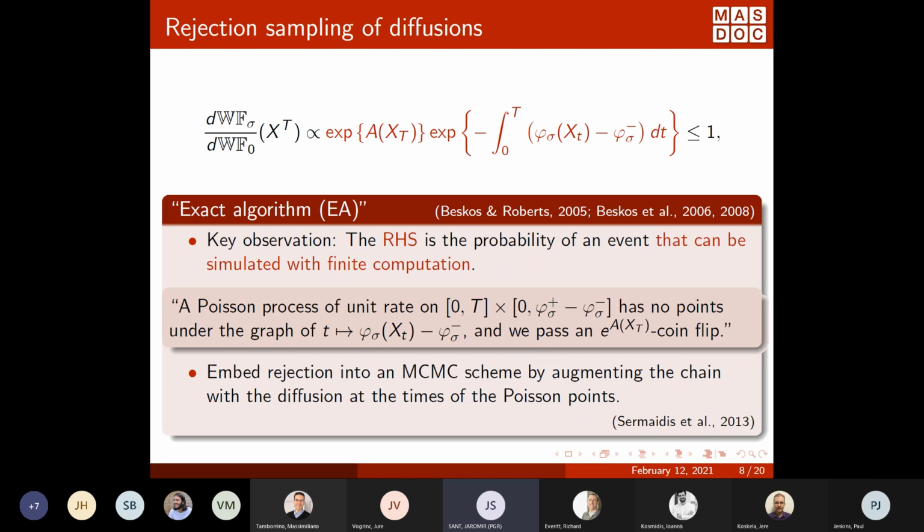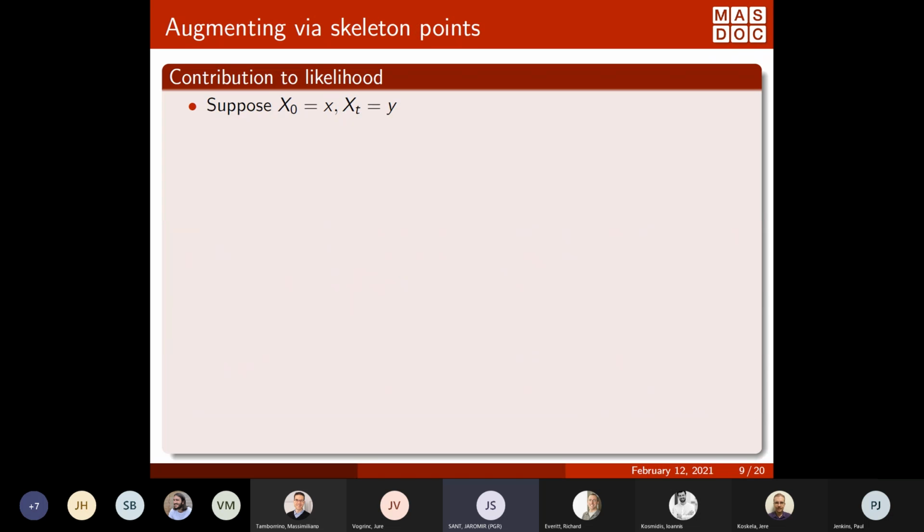Okay, but if we're going to add on this extra augmentation where we include what I shall call the skeleton points, we need to also calculate the contribution this will have to the likelihood. And to illustrate this, I'm just going to consider the case when we have two observation points at time 0 and at time t, and I'll fix my Wright-Fisher diffusion to take the value little x at time 0 and little y at time t.